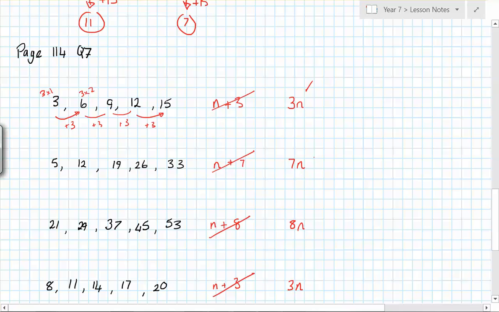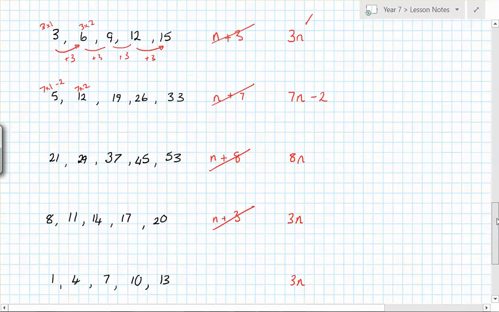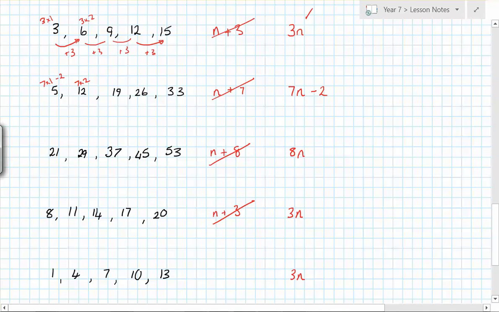This one, 7n. Well, 7 times 1 gives me 7, but I need 5, so I have to subtract 2. So I just check: 7 times 2 is 14. Subtract 2 makes, yeah, we think that's right. So subtract 2.